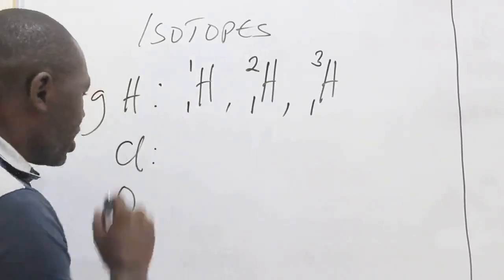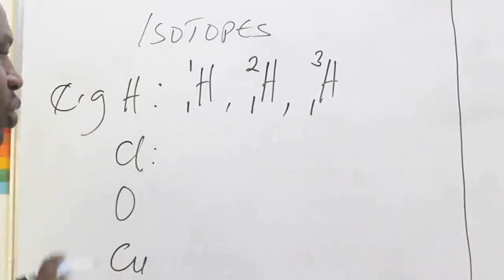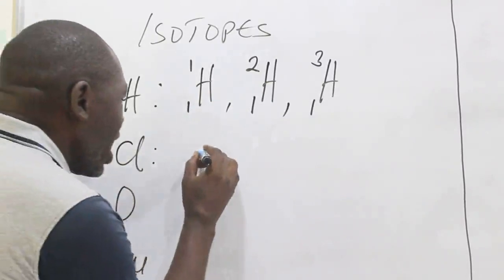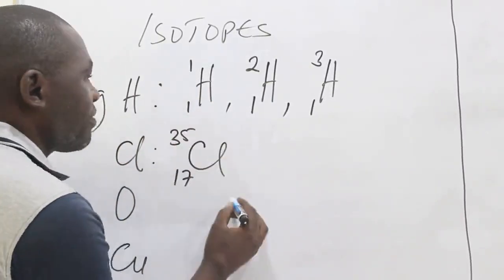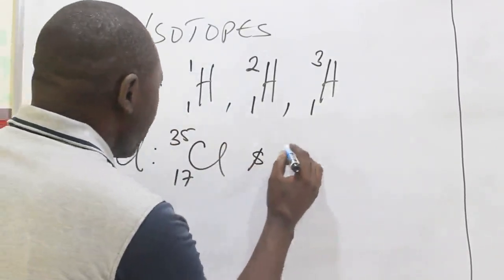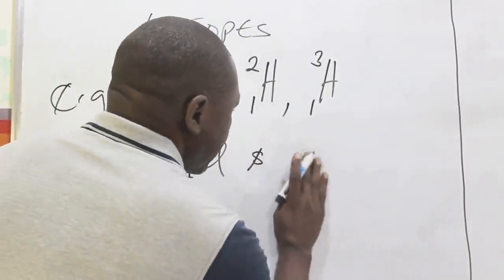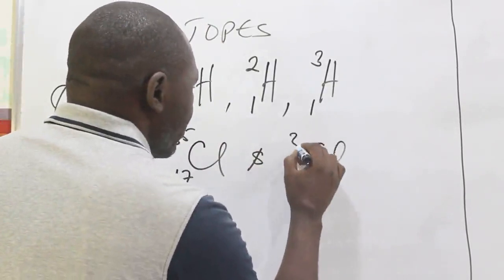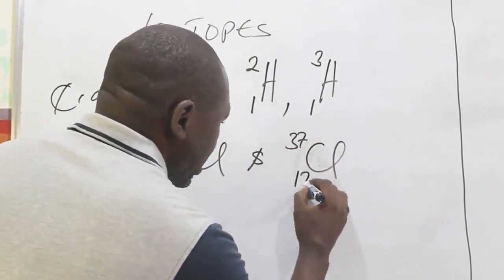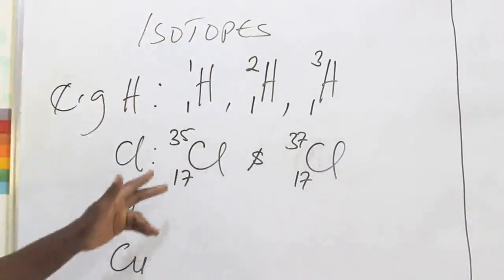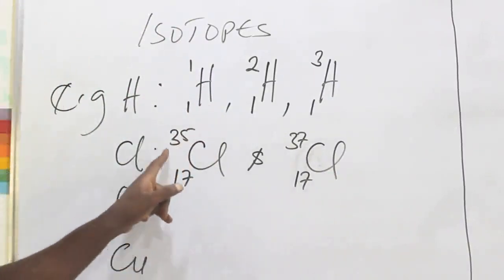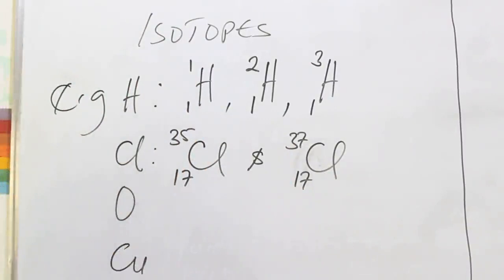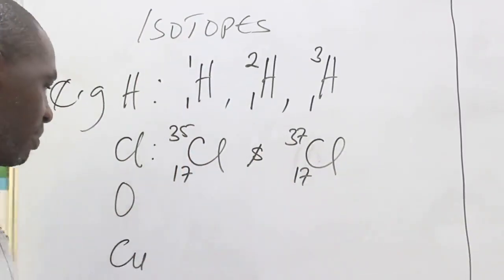Then chlorine. Chlorine has 2 isotopes. We have chlorine with atomic number 17, mass number 35, and then we have chlorine with mass number 37 and atomic number 17. These are 2 isotopes of chlorine. Once again, you see that they have the same atomic number, but their masses are different. That tells you that they are atoms of the same element.